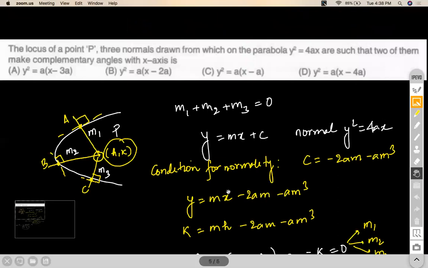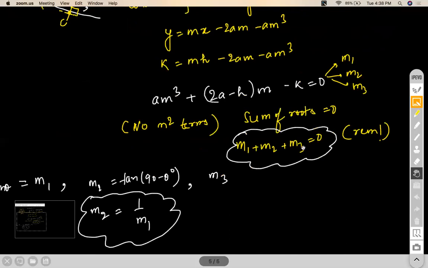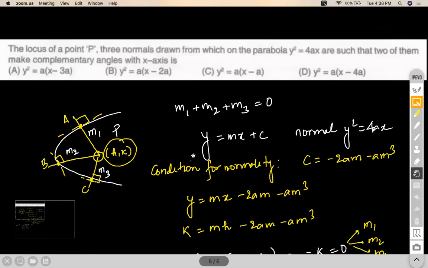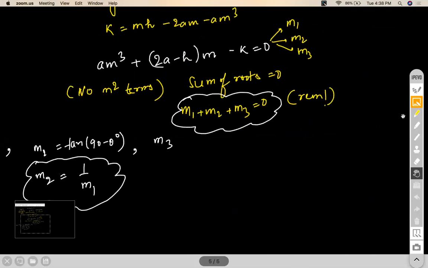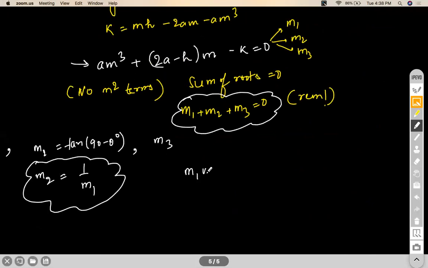Now, I'm explaining and doing everything, so it may take a little bit of time. So don't think that this process is lengthy, because normally I would not do all these things in my exam. I will directly come to the final expression. Apart from that, we can see from this equation that the product of roots two at a time, M1M2 plus M2M3 plus M3M1, is minus BC by A, which should be equal to (2A minus H) by A.